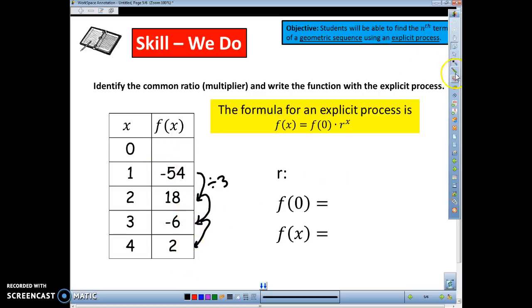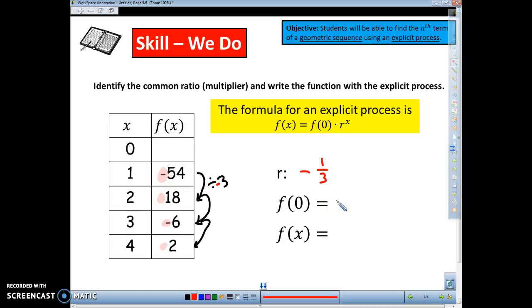Notice, however, that my function values are alternating from negative to positive, negative to positive. When this is happening, you're multiplying or you're dividing by a negative value, and I'll actually put that in red, by a -3. Okay, so therefore our r value is negative. Also, when you divide by 3, remember it is a fraction. So I'm really multiplying by a negative 1/3 every single time.